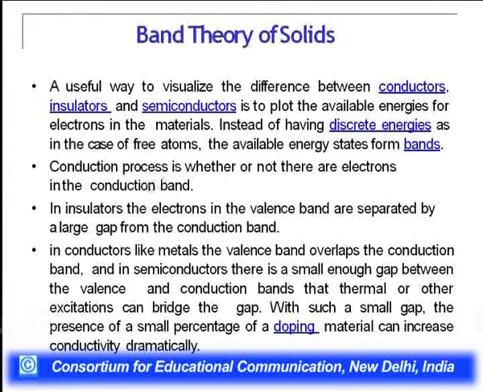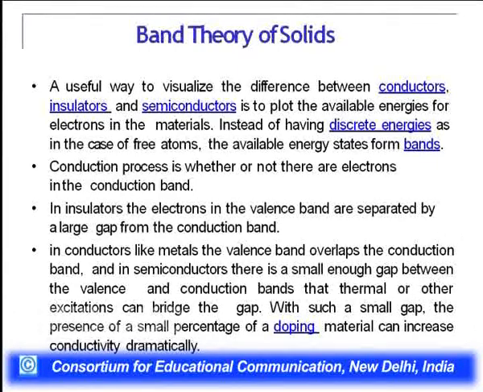The conduction process depends on whether or not there are electrons in the conduction band. In insulators, electrons in the valence band are separated by a large gap from the conduction band. In conductors like metal, the valence band overlaps with the conduction band, and in the semiconductors there is a small enough gap between the valence band and the conduction band that thermal or other excitation can bridge the gap. It means we require some energy to jump the electron from the valence band to the conduction band.